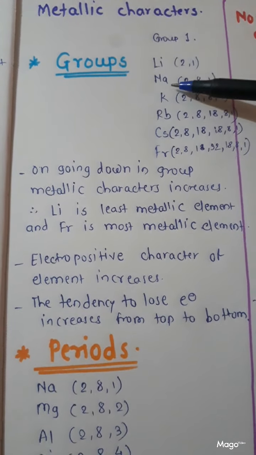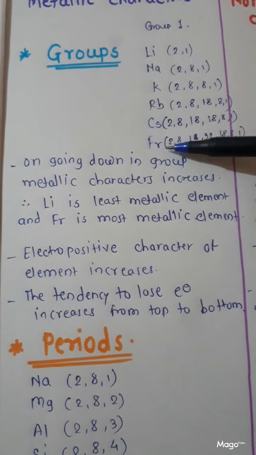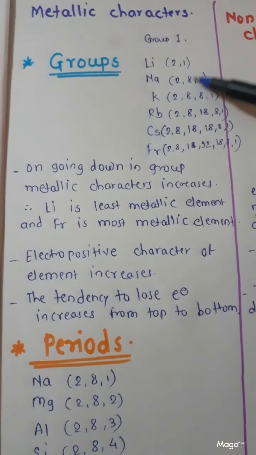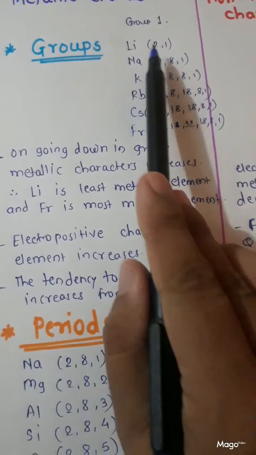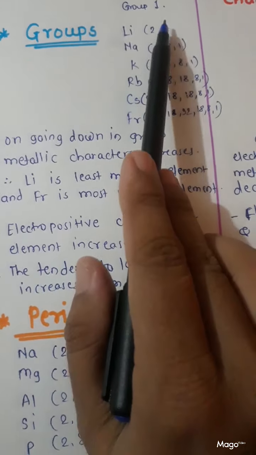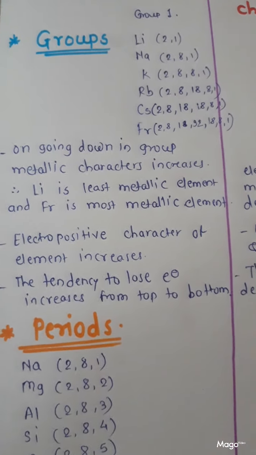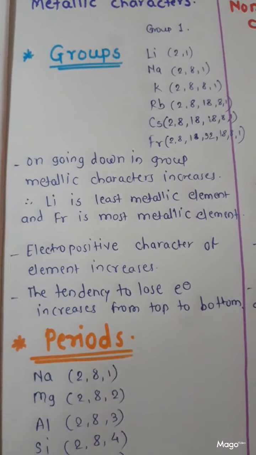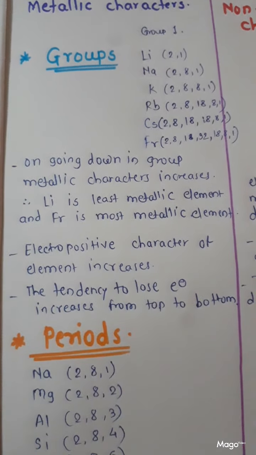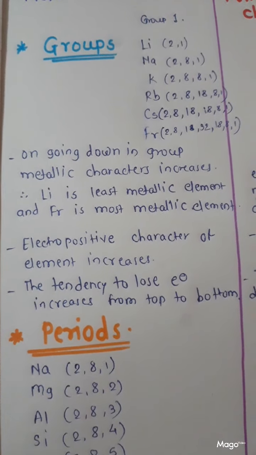In group 1, the elements are lithium, sodium, potassium, rubidium, caesium, and francium. You can see that as we move down the group, the number of shells increases: 2, then 3, 4, 5, 6 and 7. So the outermost electron experiences lesser pull from the nucleus, and that's why atomic size also increases down the group. So on going down the group, metallic character also increases.